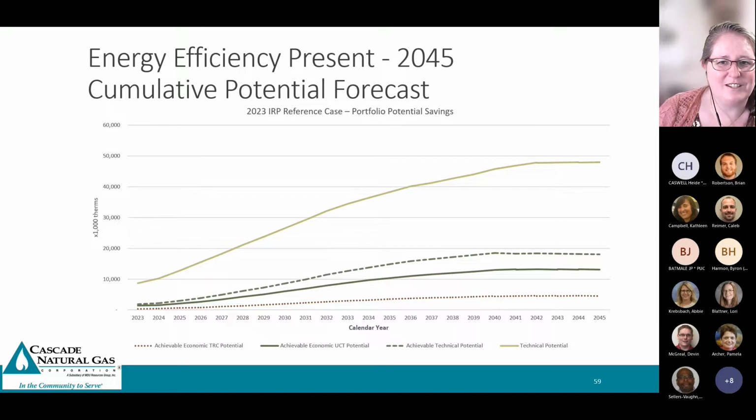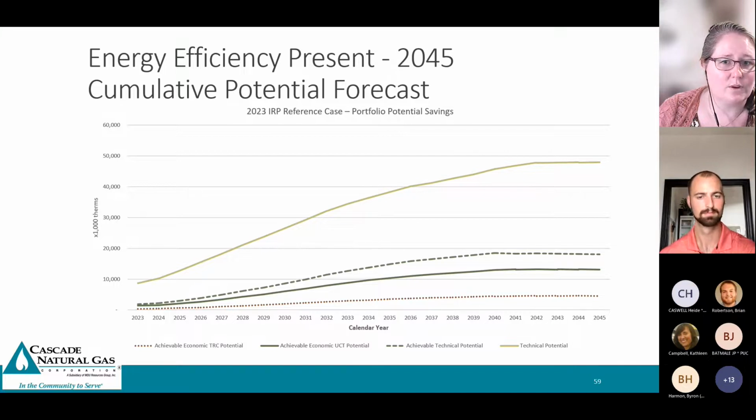So for the energy efficiency cumulative potential forecast, the combined portfolio of residential and commercial industrial shows steady growth over the forecast horizon, culminating with approximately 48 million technical potential therms by 2045. The utility cost test economic potential standard for our programs, again, is forecasted at 13.1 million therms of savings through 2045. And again, that's cumulative as opposed to incremental. Next slide.